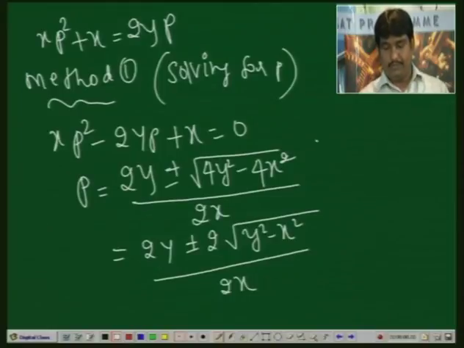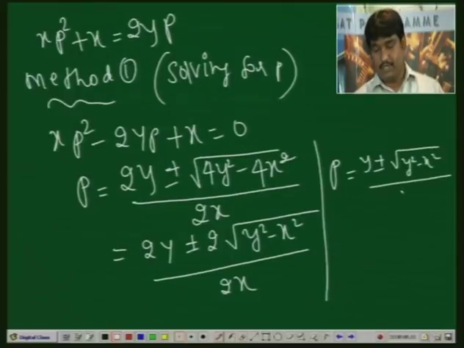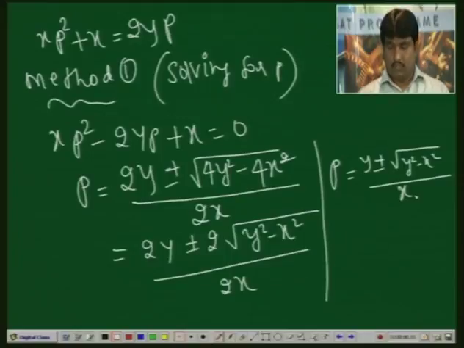So what is p here? p is, cancel 2 here to get y plus or minus root of y square minus x square divided by x. So we have 2 factors here. We have to solve this.